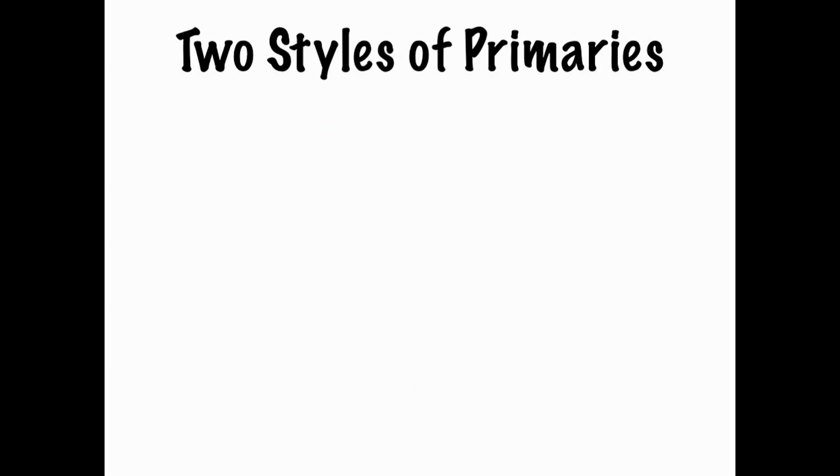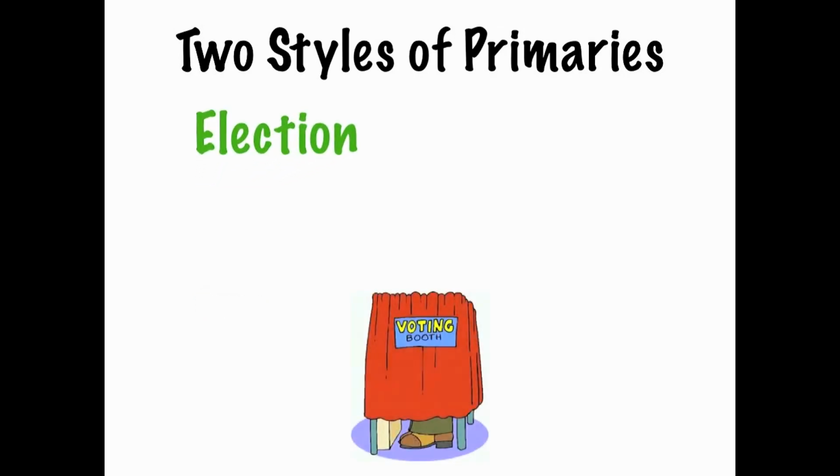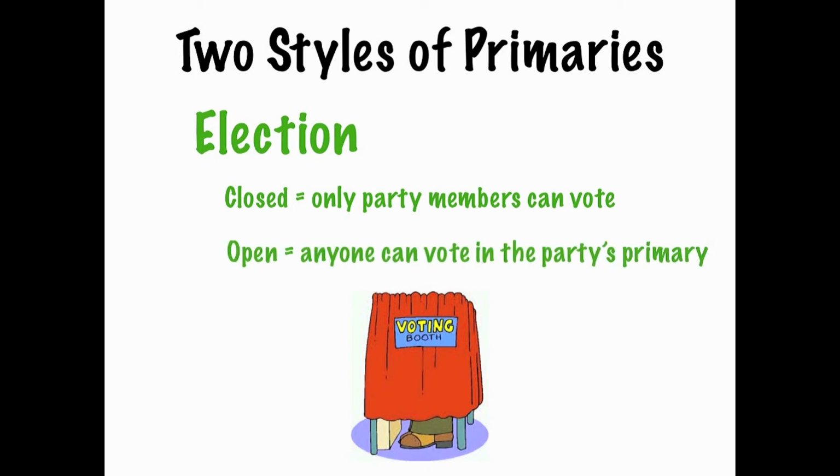There are two styles of primaries, an election and a caucus. An election is a traditional voting system in which people go into a voting booth, see a list of names, and select the candidate of their choosing. This can be a closed process in which only party members can vote. For example, if the Republican Party holds a closed primary election, only registered Republicans will be able to vote in it.